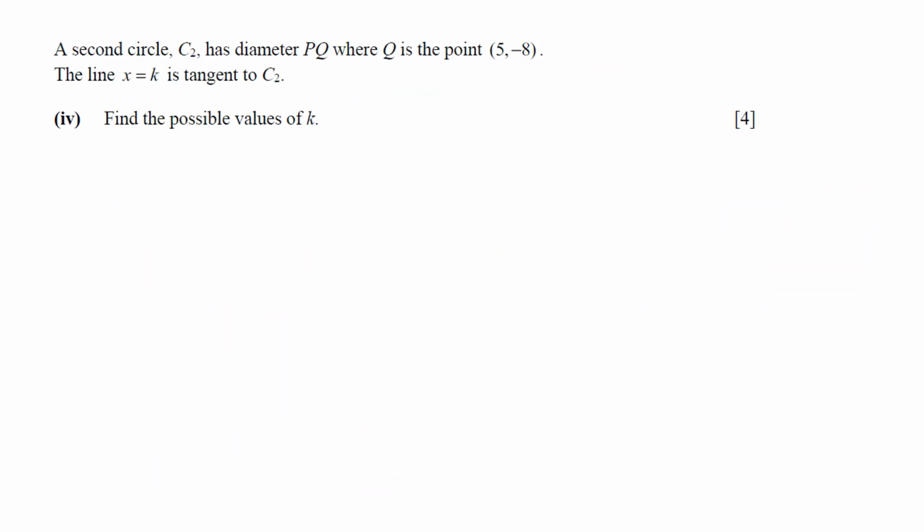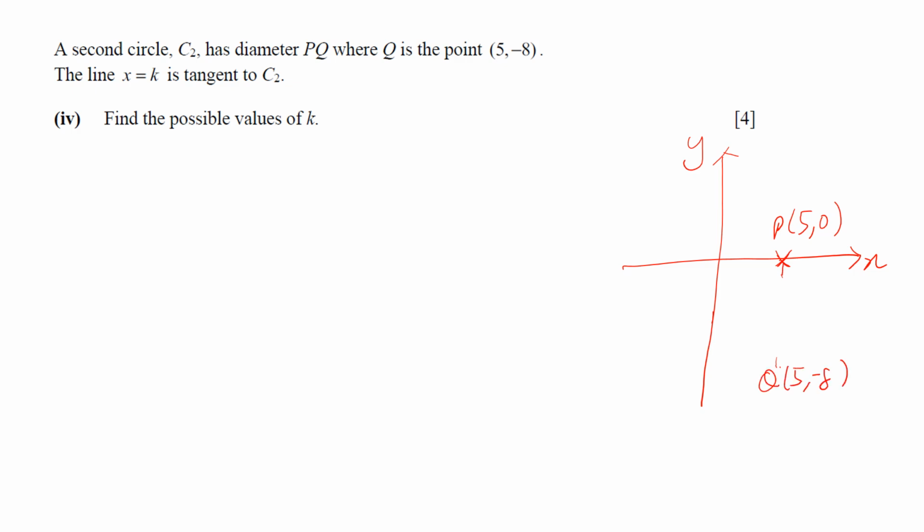Okay. Right, let's look at the last part of the question. The last part involves another circle. You have a second circle called C2, and this circle has diameter PQ, where Q is the point (5, -8). Alright, so let's identify where P is first. You're given P to be (5, 0). So (5, 0) is here. And then you have another point that is (5, -8), Q.